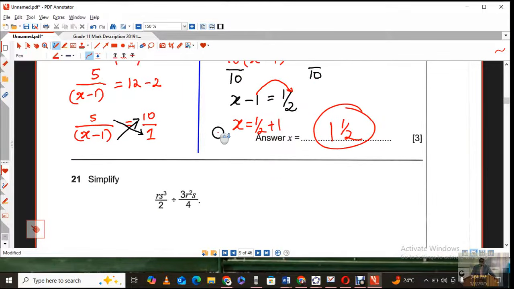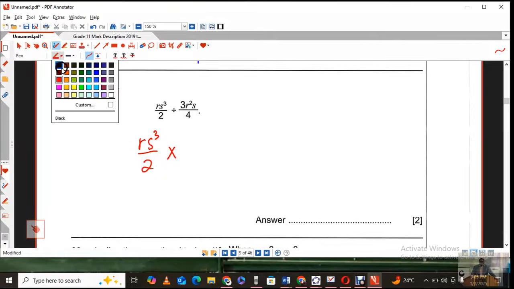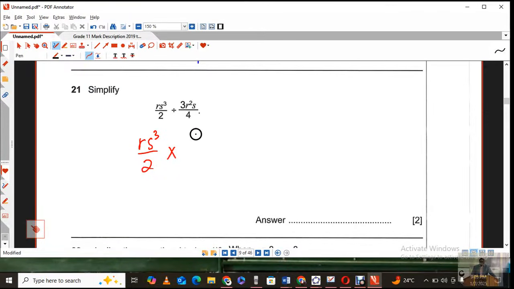Okay. Question 21. All right, you got to simplify again. So recognize that this division can be changed to, so first you write the first one as is over 2. Change that to multiplication. And then what you do is you invert, you take the reciprocal of the fraction that follows that multiplication. So the 3r squared s will be under, and so on. So from here, you can just go ahead and do your simplification. In most instances, just doing that might already give you some marks.